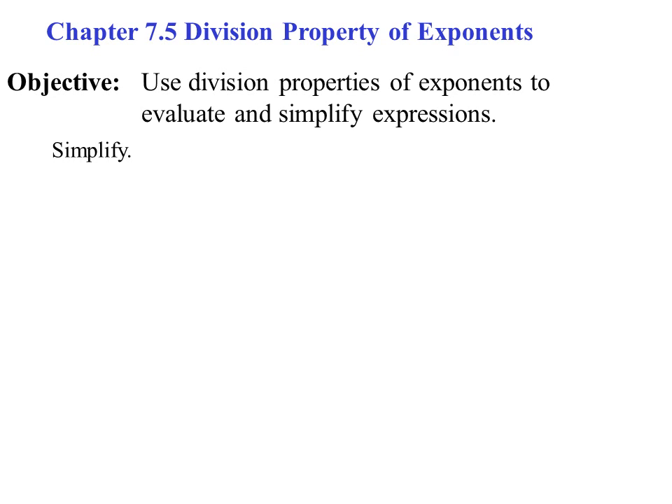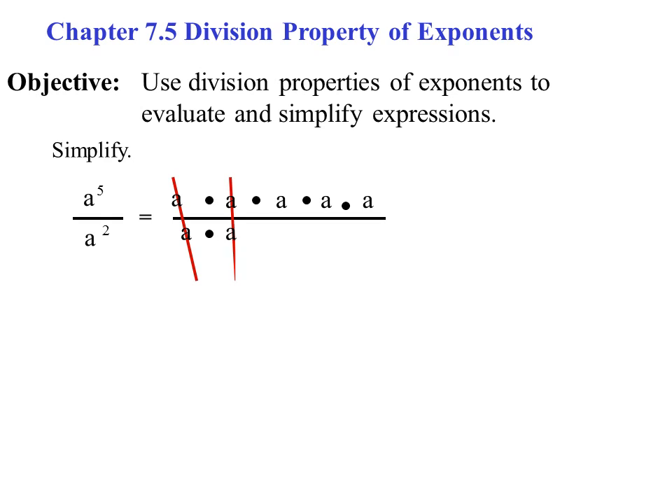First example is going to simplify a to the fifth divided by a squared. Now let's look at the factors of a to the fifth. They're going to be a times a times a times a times a. Then a squared would be a times a. Now remember, if you have the same factors in the numerator and denominator, you cancel them out, so the first a is gone, the second a is gone. Now what are we left with? A to the third.